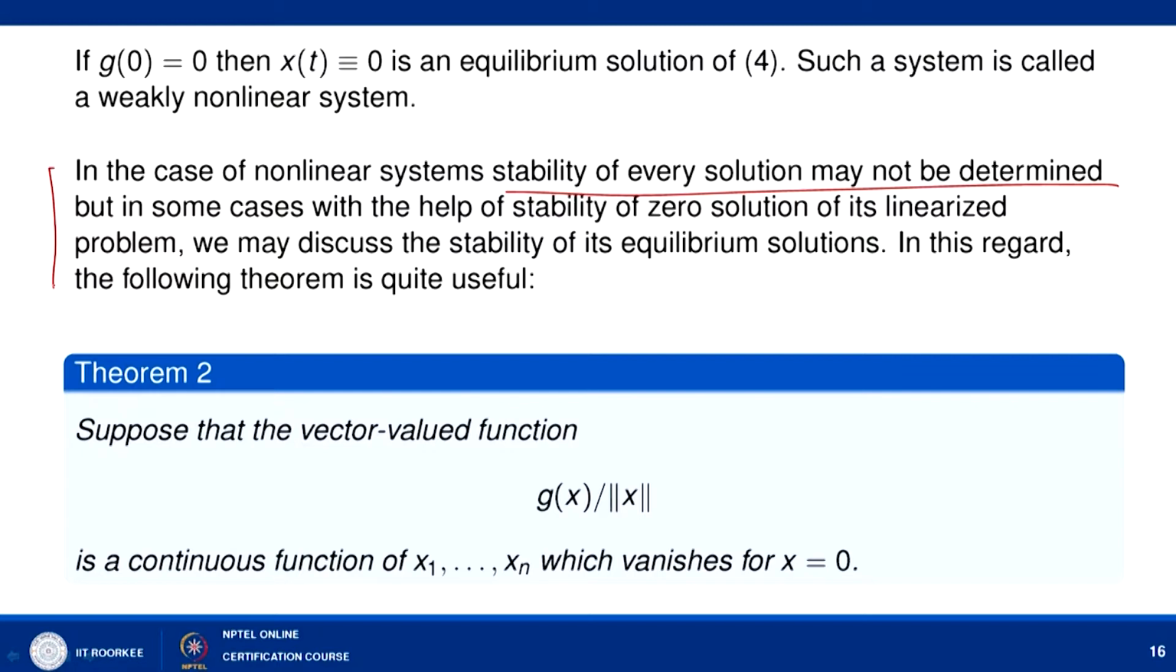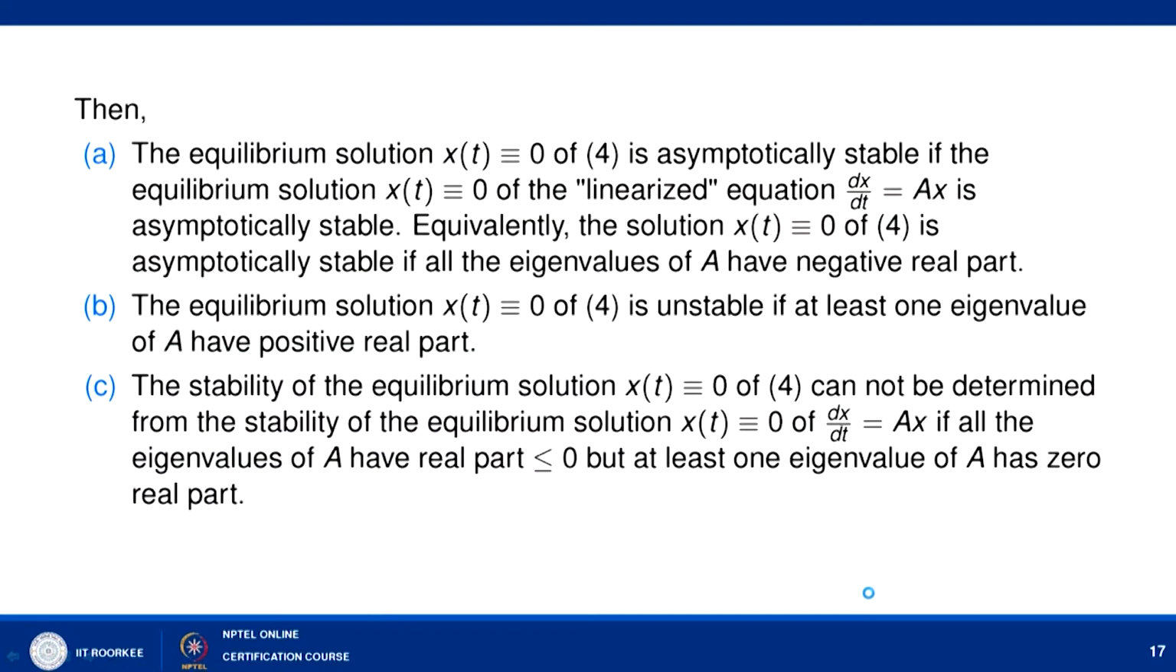In this regard, the following theorem is quite useful, and this is the theorem we are talking about here. First we are assuming that the vector valued function g(x)/||x|| is a continuous function of x1 to xn and vanishes for x equal to 0, and also we are assuming that g(0) equals 0, so that I can assume that 0 is an equilibrium solution of this. Then we have three parts.